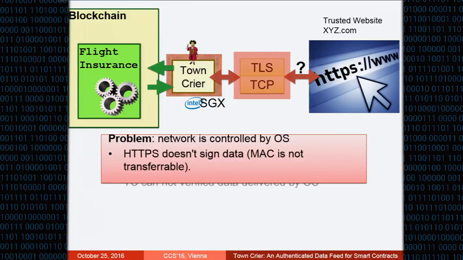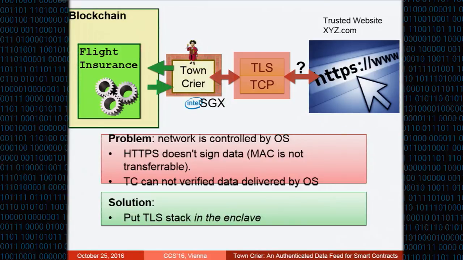And to make it worse, HTTPS actually doesn't sign the data directly. It MACs the data, but a MAC is not transferable, which means Town Crier has no way to verify the data delivered by the OS. And in order to deal with this issue, we will have to put the entire TLS stack in the enclave. Like this.